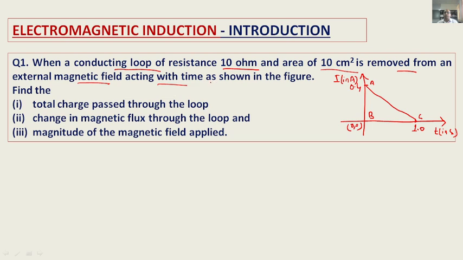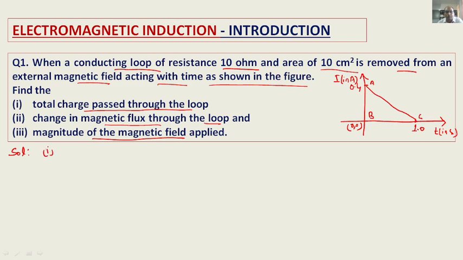So as shown in the figure, find the total charge passed through the loop. We need to find total charge. We need to find change in magnetic flux through the loop, and we also need to find magnitude of the magnetic field applied. Right, magnitude of the magnetic field applied we need to find out. Okay. Let us solve it. Solution.